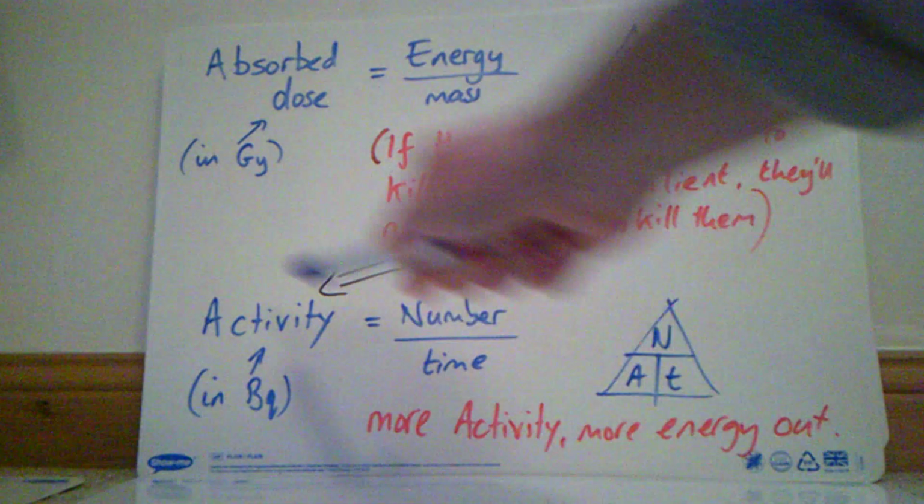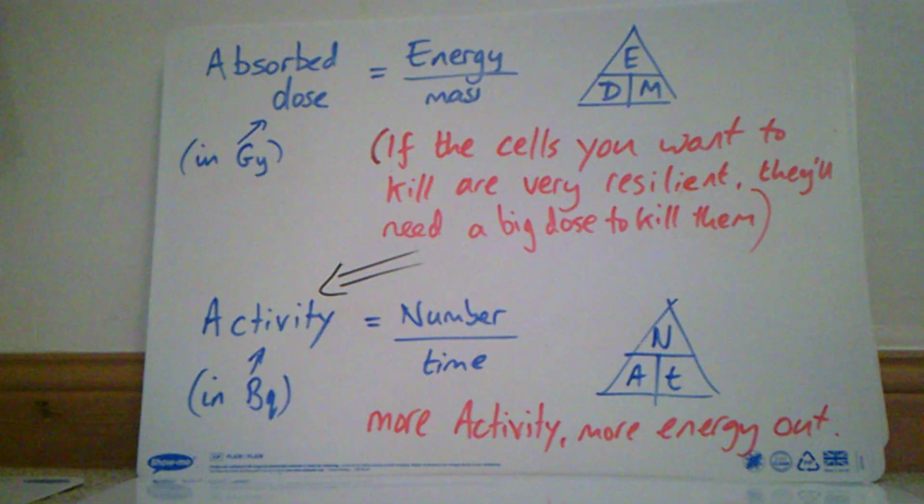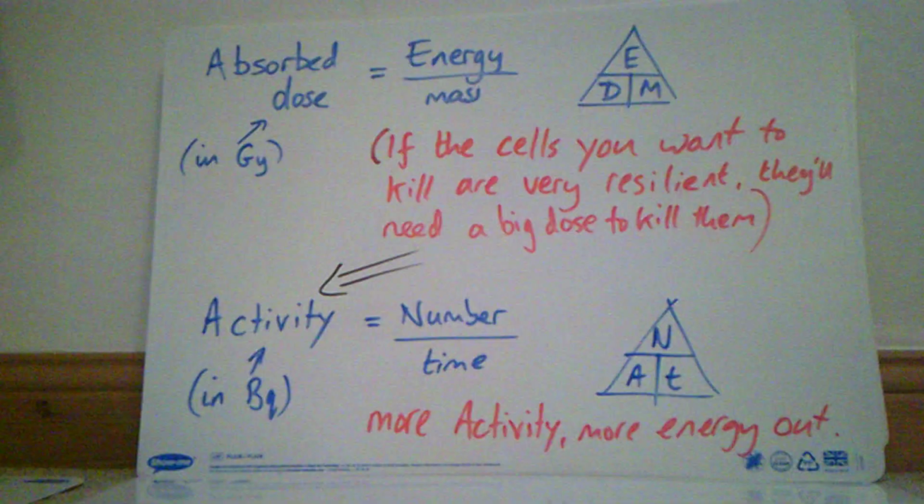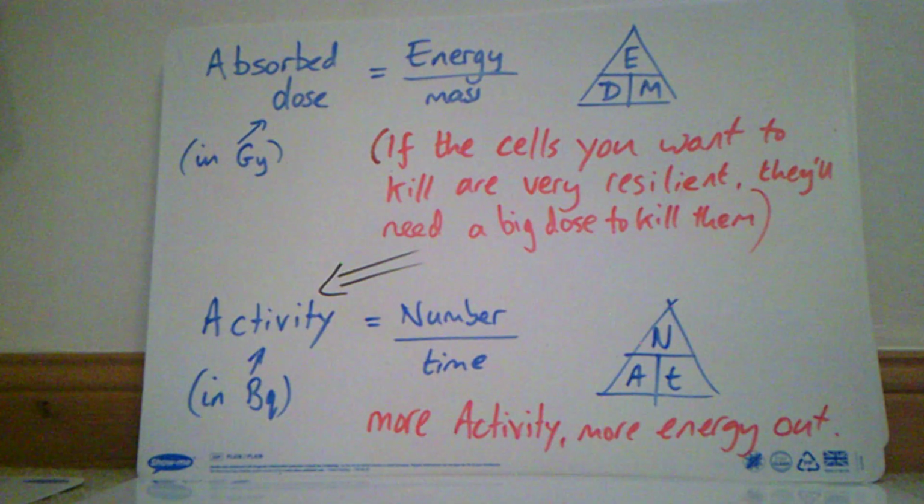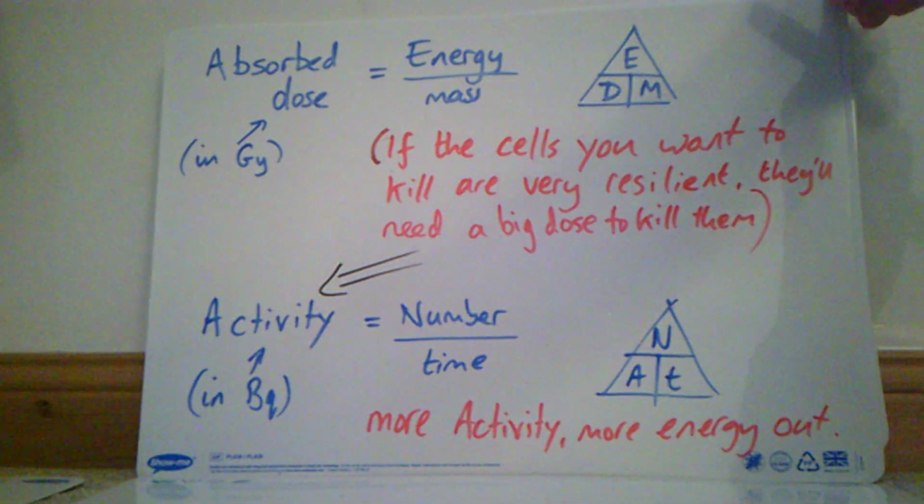And the higher the activity number in becquerels, the greater the number of radioactive bits spat out, and the greater the number of radioactive particles spat out in a certain amount of time, the more energy which comes out. Okay, so that's activity.